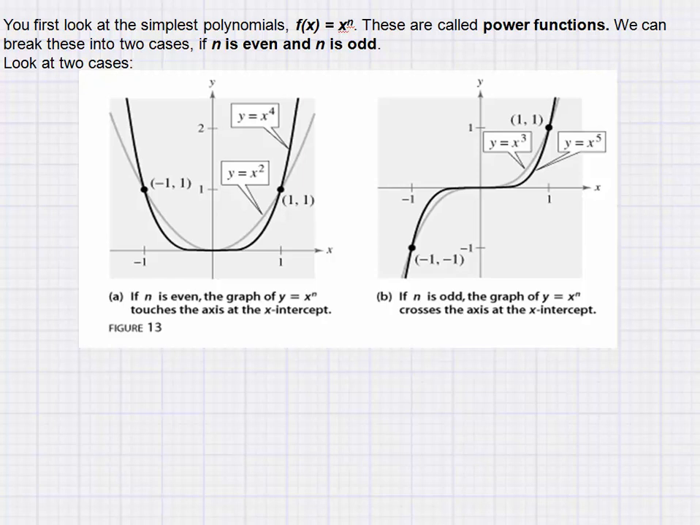So the first types of polynomial functions we look at are the simplest, and they're called our power functions.